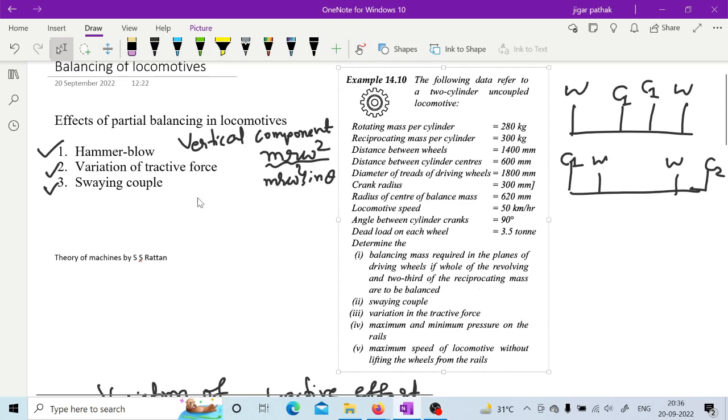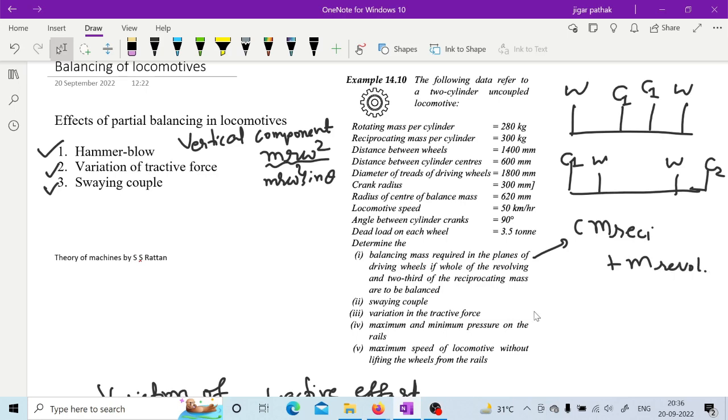If you go for the first one, then it is very simple. Total mass to be balanced will be that fraction of reciprocating mass plus full revolving mass. The fraction is given as 2/3, reciprocating mass is given as 300, and revolving is given as 280. So you will have 480 kg of mass that needs to be balanced. Correct?